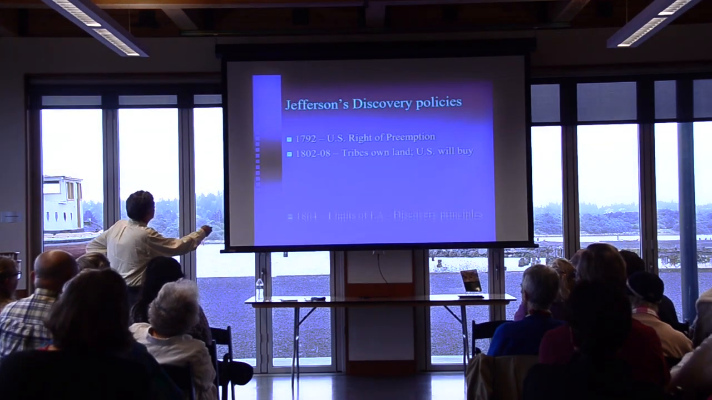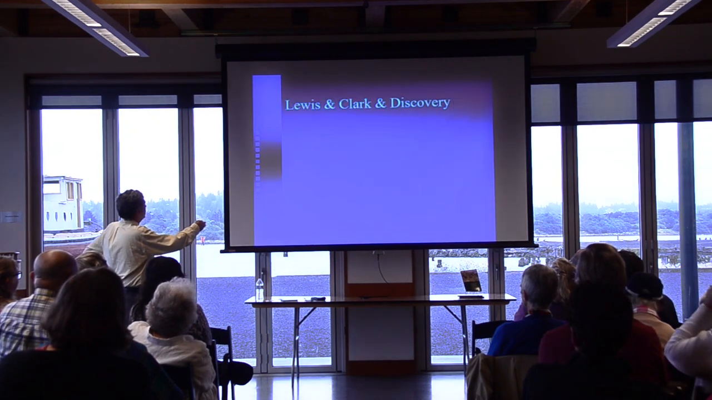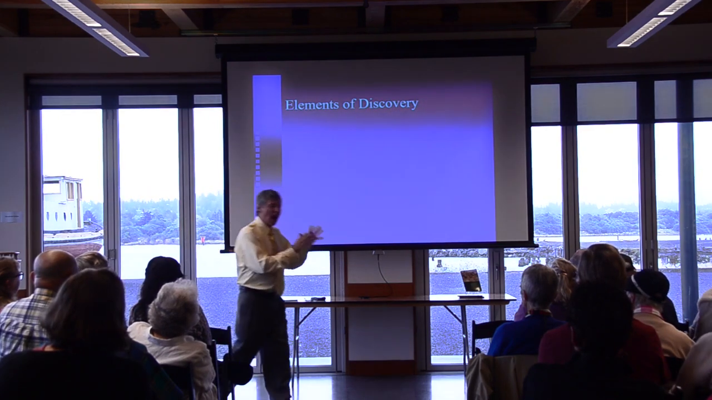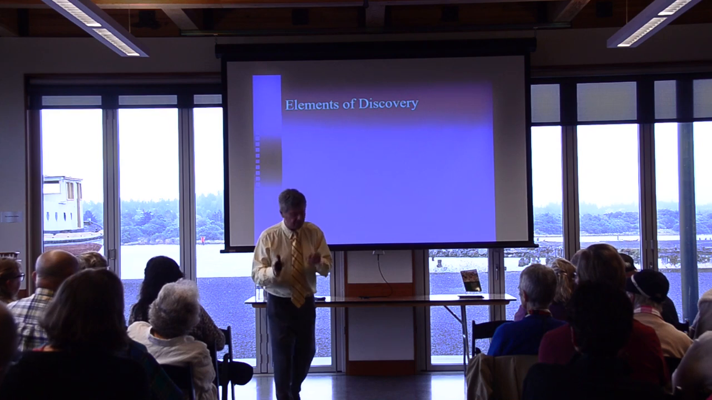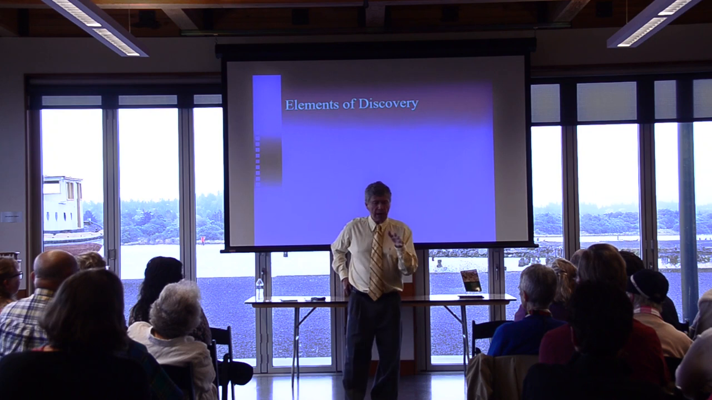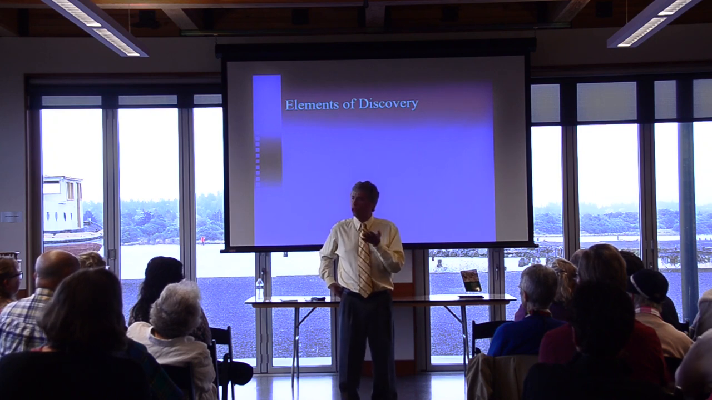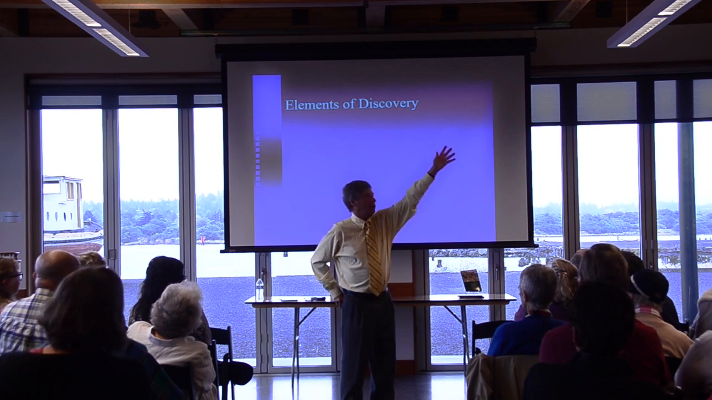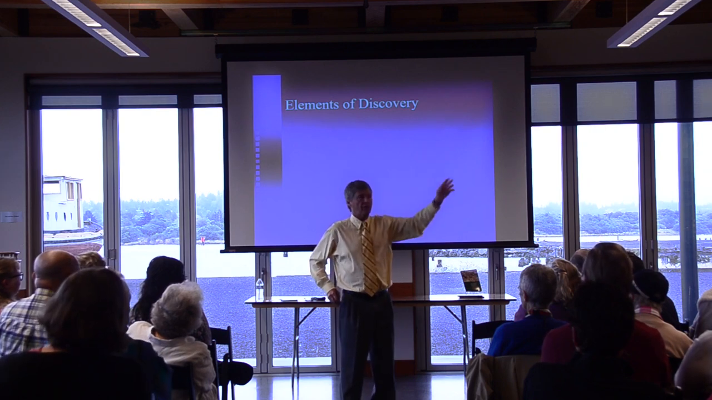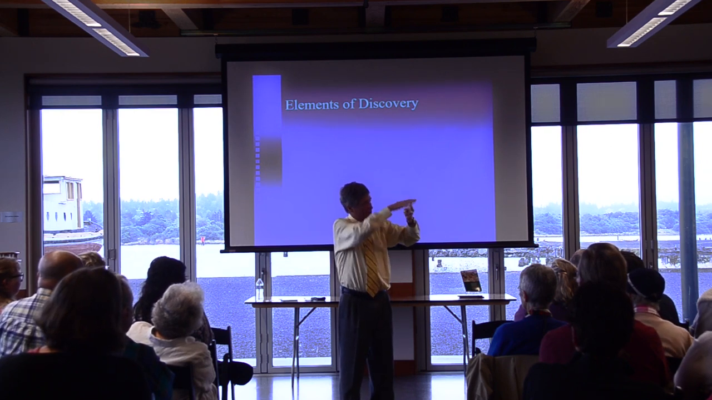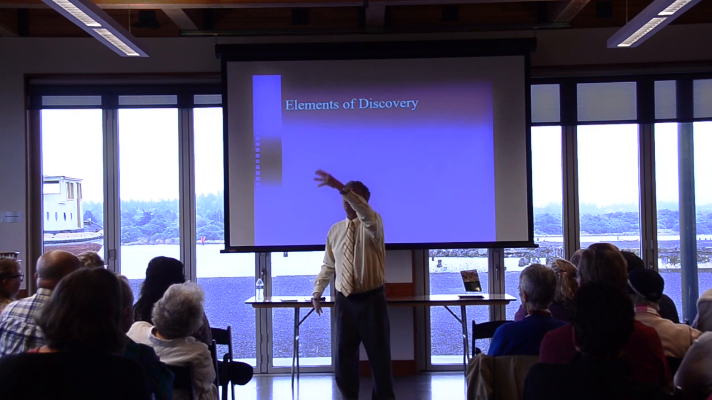Let's jump ahead to this, because I got this one slide out of order. What does Johnson v. McIntosh define a discovery as? In the law, we break crimes and torts down into their basic elements. There are certain elements that the government has to prove to convict, and they must prove all four of those elements.